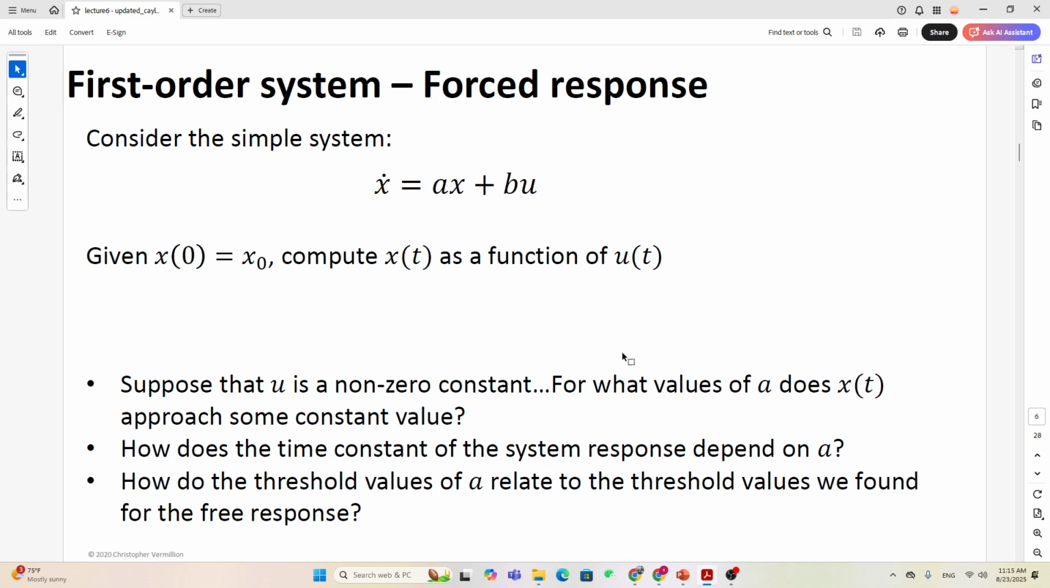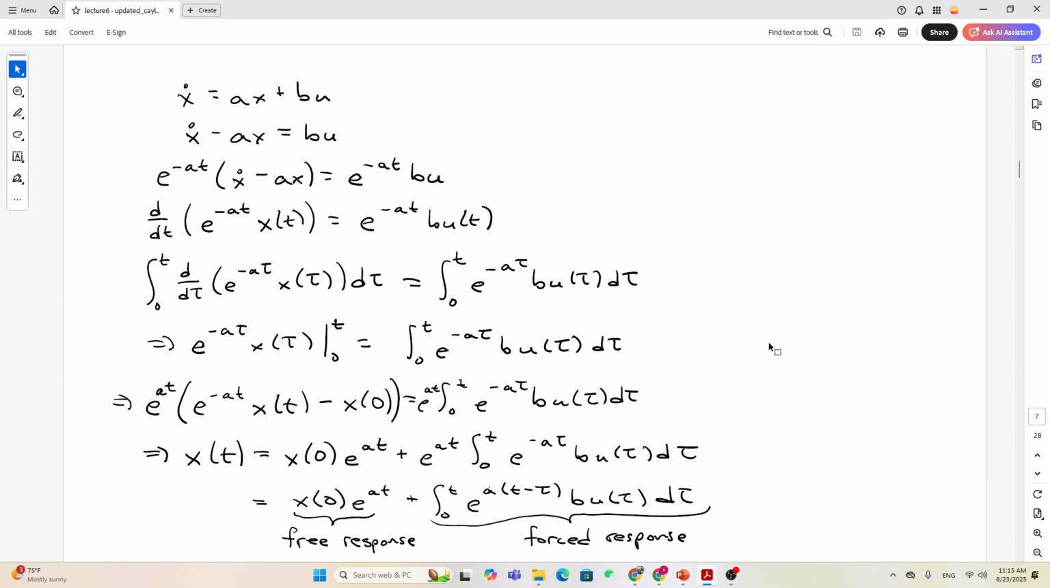Those are the questions that we might need to ask to understand the characteristic of the system. But how does the time constant of the system response depend on a? And how does the threshold value of a relate to the threshold values we found for the free response? So let's say we have now derived a theoretical equation for your free and also forced response that you can see in the final results.